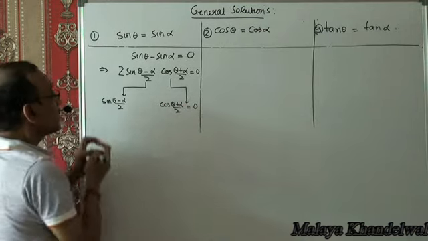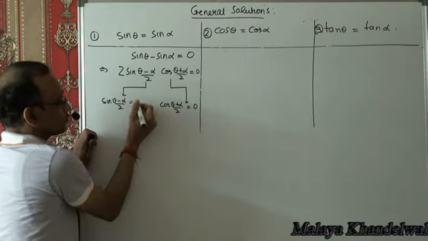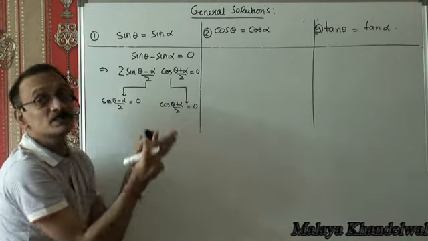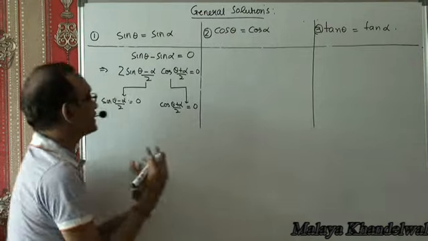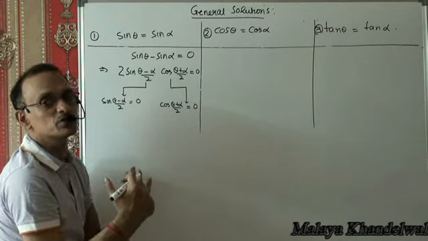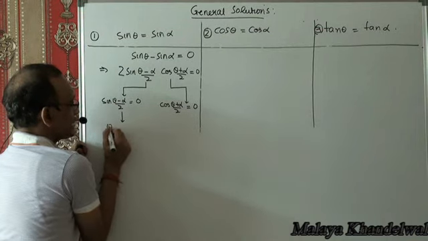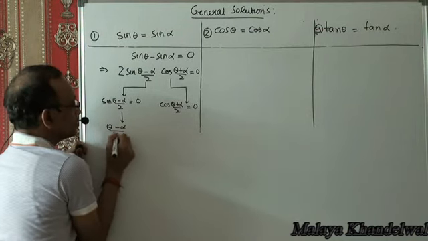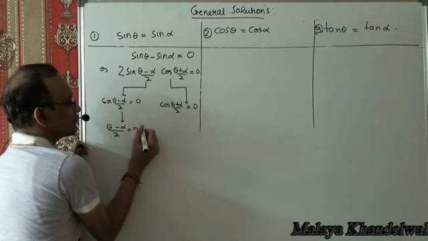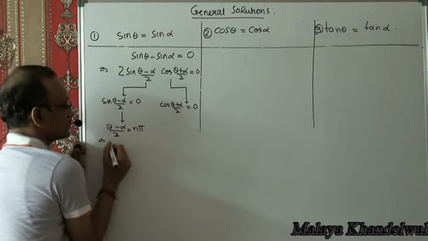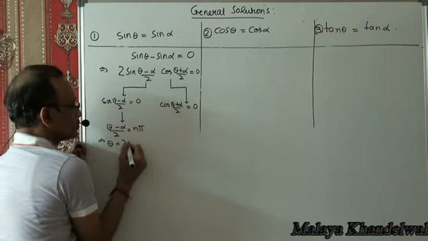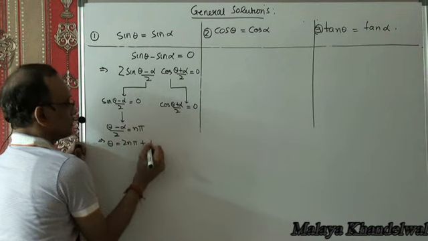Now, if sine of an angle is 0, what's that angle? From the previous section we have learned, if sine of an angle is 0, that angle must be an integral multiple of pi. So this would give me (theta minus alpha) by 2 equal to an integral multiple of pi. That means this in turn would give me theta equal to 2n pi plus alpha.